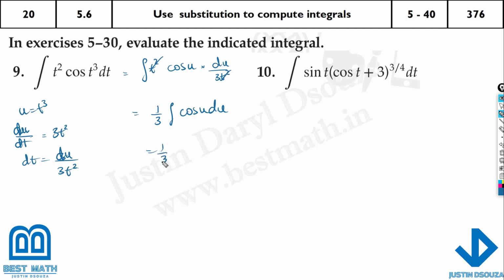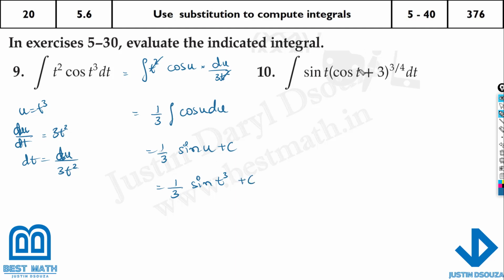And what is the integration of cosine? It is sine, positive sine u plus c. And we have to substitute whatever is u back in over here. u is t to the power 3. That's plus c. So that is the answer.